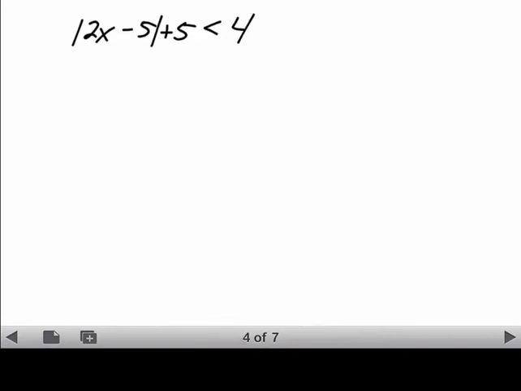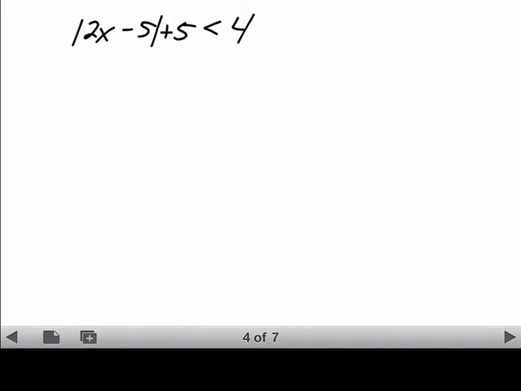Here we have our next inequality. The absolute value of 2x minus 5, plus 5, is less than 4. A common mistake I see is people want to take the negative 5 from inside the absolute value and the plus 5 that's outside and combine them to get 0. We can't do that because the 2x minus 5 is contained in the absolute value symbols.